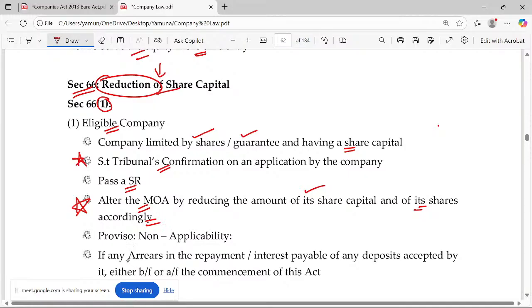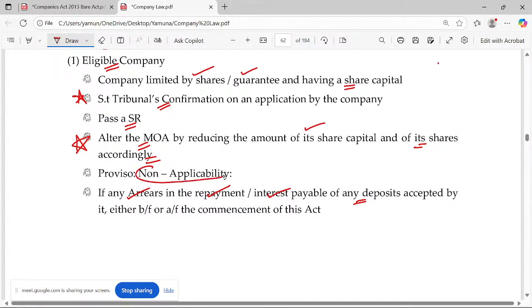If the company is having any arrears in repayment or interest payable on any deposits or whatever it is, then that company is not covered under this eligibility. So probably you can just strike off this bullet point. This is falling under the rules.